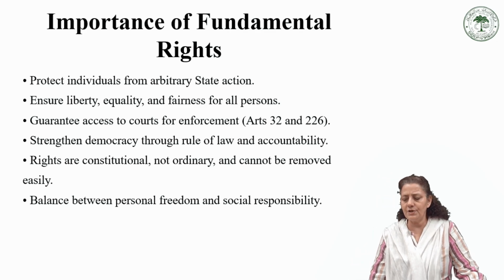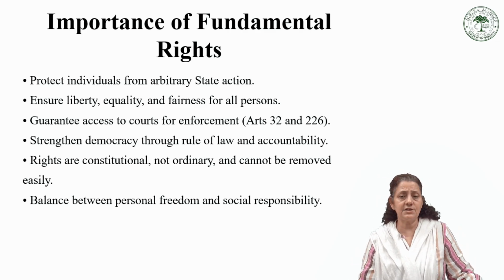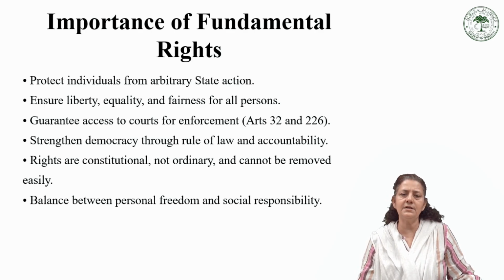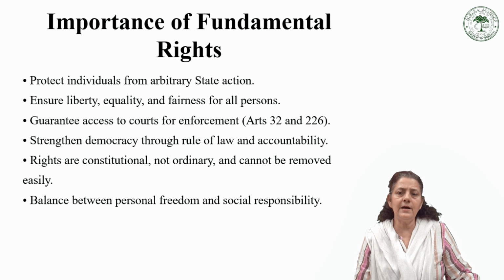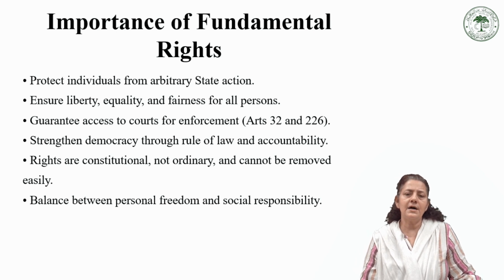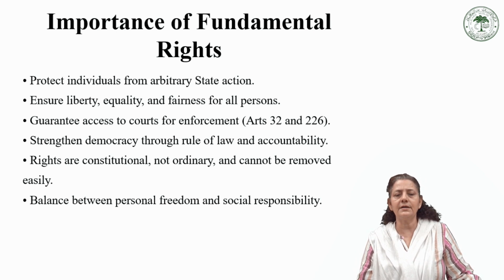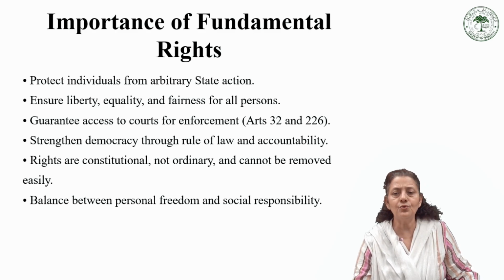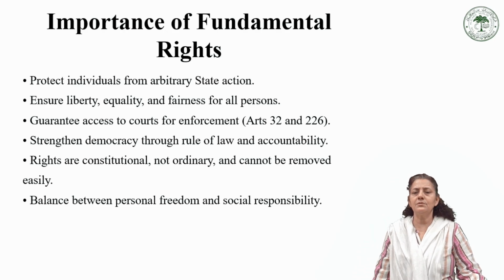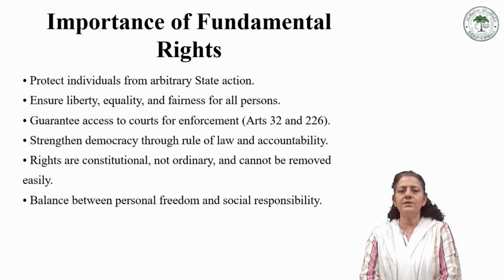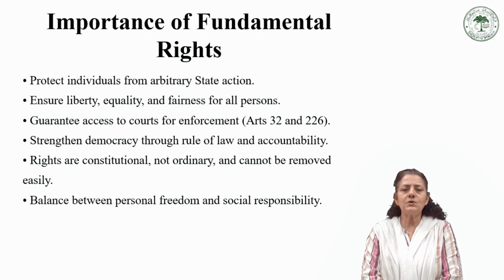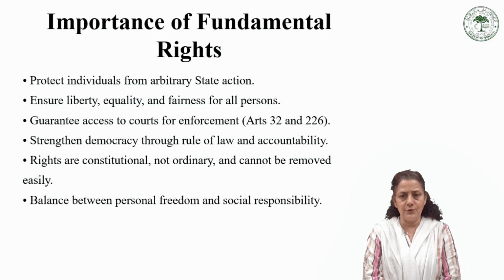Another crucial aspect is their justiciability, meaning that if any fundamental right is violated, the affected person can directly approach the Supreme Court under Article 32 or a High Court under Article 226. The courts have the authority to issue various writs like habeas corpus, mandamus, prohibition, certiorari, and quo warranto to enforce these rights. The significance of these rights also lies in their constitutional protection.